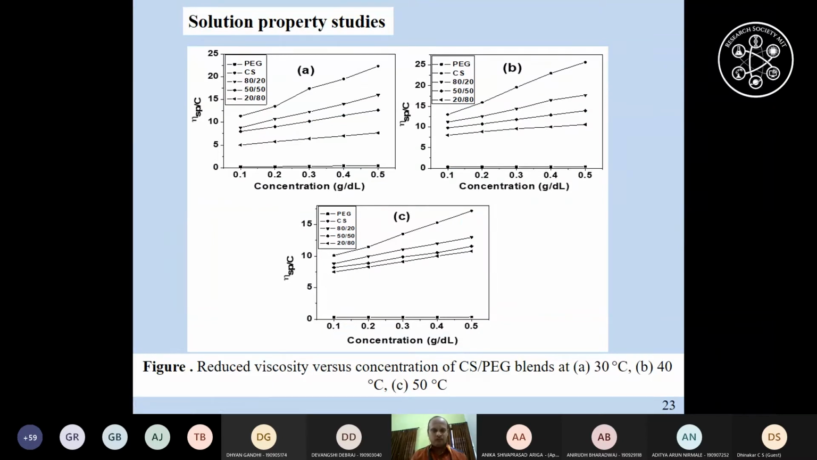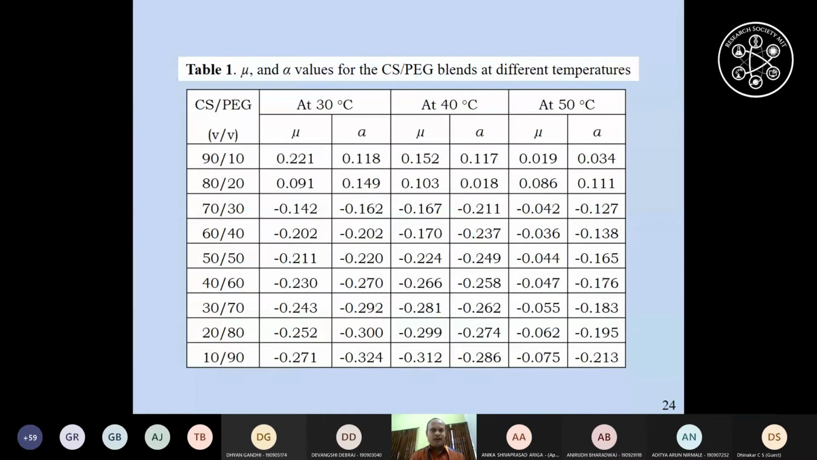Then you can plot the graph: reduced viscosity versus concentration, NSP. If you extrapolate this value and it intercepts the y-axis, that is called intrinsic viscosity. Then you can substitute and get the mu and alpha values. Just see in the tabular column, in some places we are getting a negative value, in some places a positive value. Positive values indicate clear miscibility of the solutions. If there are negative values, there will be no interactions. That's what it means. So that ratio you can skip.